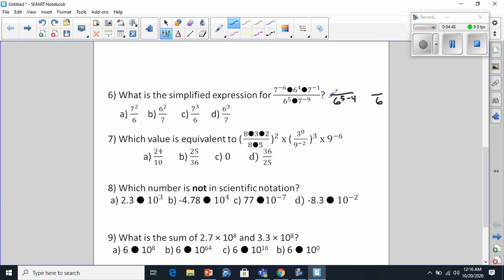All right. And then we have our 7's. Well, 7 to the negative 6, and 7 to the negative 1 is going to be 7 to the negative 7. Now we mix it over here, because we're going to take this 9 and bring it up, right? And that's going to be a positive 9.